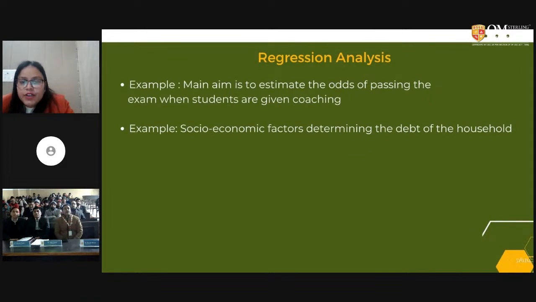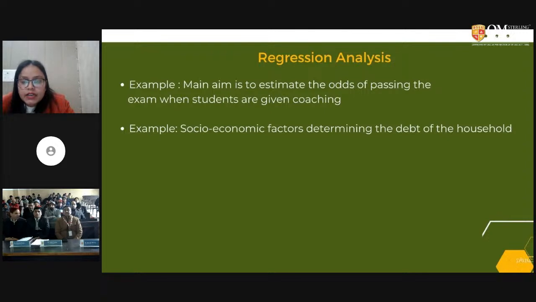So here, if we are studying the impact of socio-economic factors on determining whether people will take debt or not, we have to understand these variables because they are important. They are the independent variables creating an effect on the debt inclination of the households. For example, I am taking the income of a particular household.